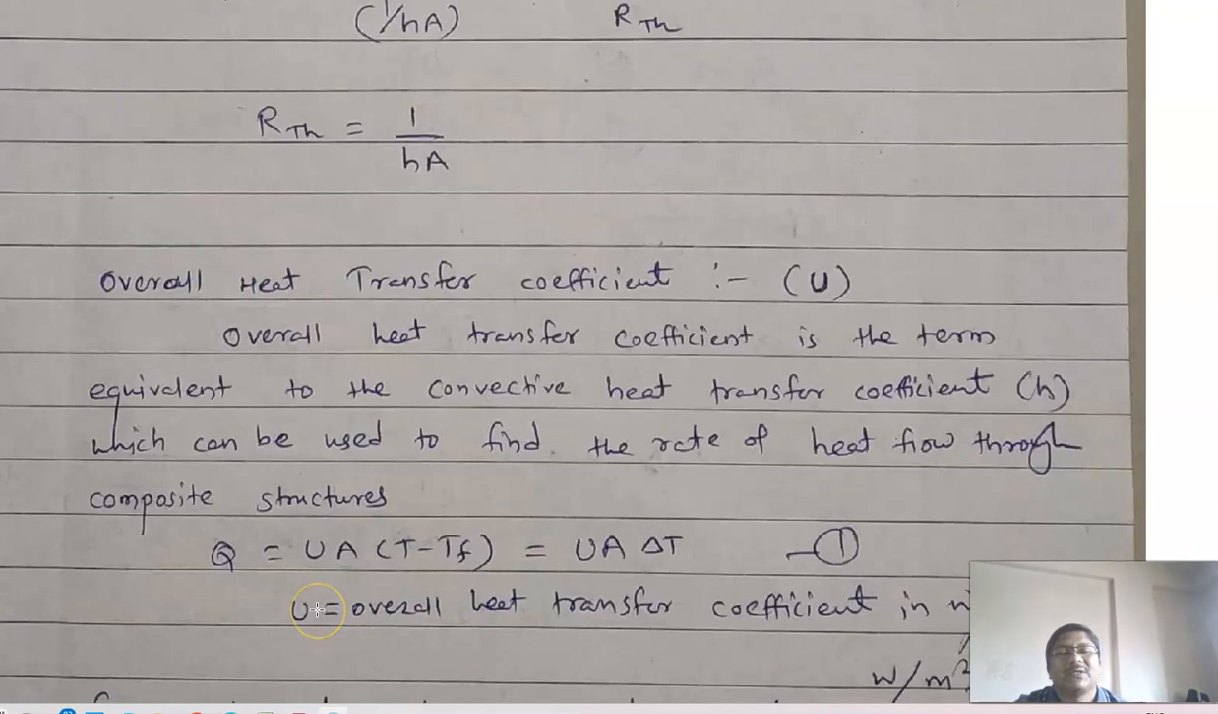The overall heat transfer coefficient is a term equivalent to the convective heat transfer coefficient, which can be used to find the rate of heat flow through composite structures. So in the next session we will see the overall heat transfer coefficient. Thank you.